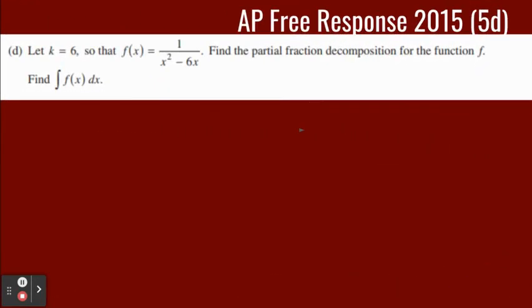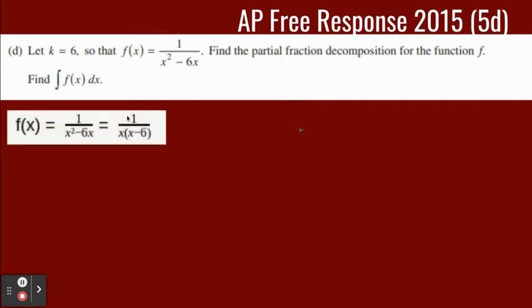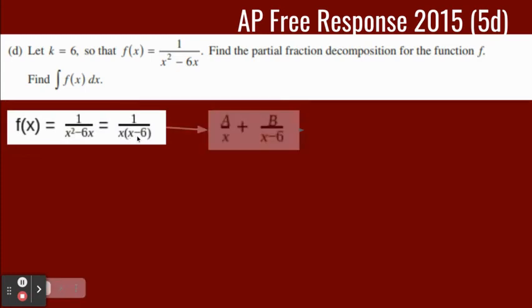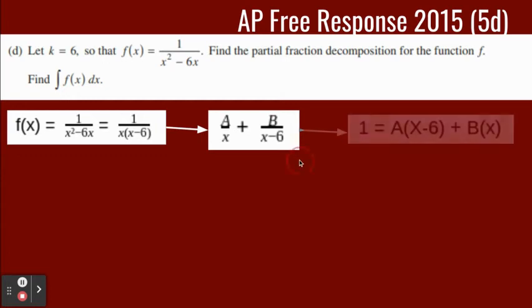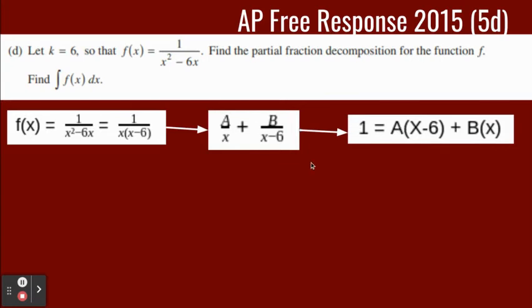All right, now for the free response question 2015 5D. They give us 1 over x squared minus 6x. We can separate that into 1 over x times the quantity x minus 6. We want to be as formal as we can, just because it's an FRQ, show as much work as we can. We can separate that into a over x plus b over x minus 6. So we will get the top 1 equal to a times x minus 6 plus bx.